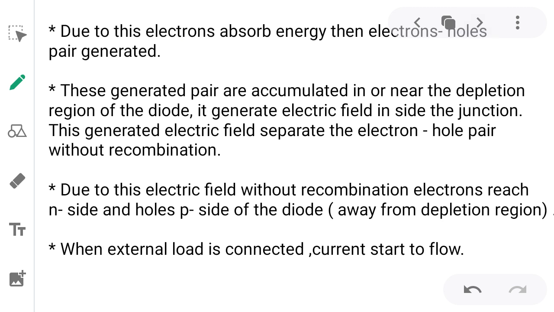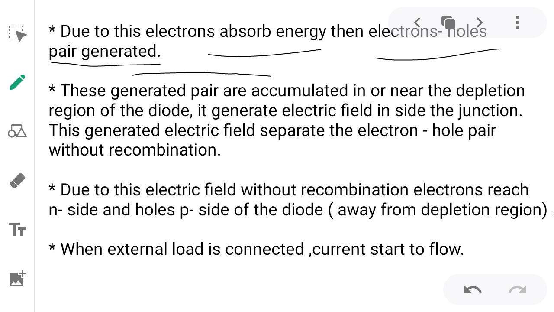Next point, when the electron absorbs energy, electron hole pairs are generated. In the introduction part we discussed the generation and recombination of charge carriers. How are the electron hole pairs generated? When the electron absorbs energy, due to this absorption it comes out of the bonding, then a hole is created, and an electron hole pair is generated.